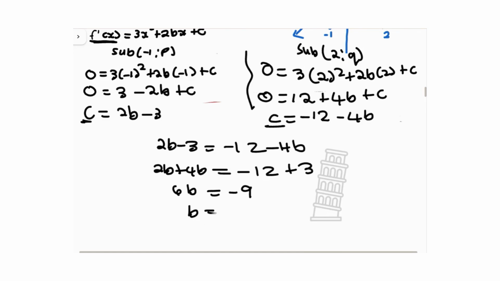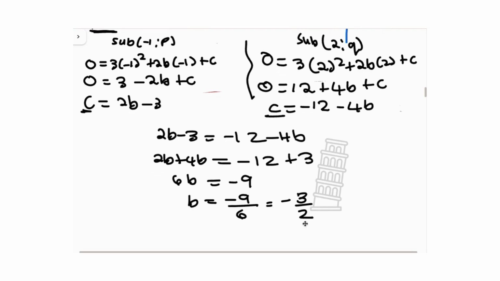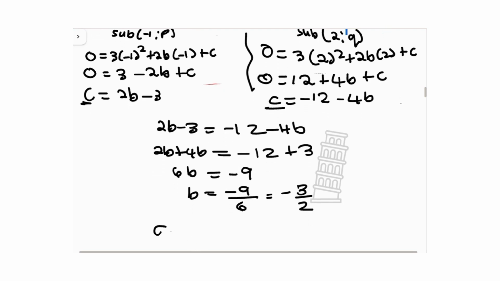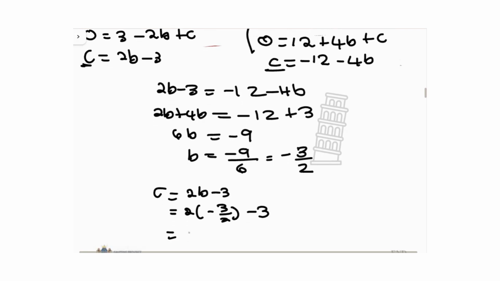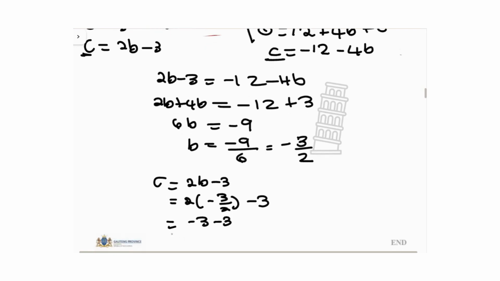So b would be -9 over 6, that is supposed to be a 6, not a 3, and that is going to be -3 over 2. That is our b. And then to find c, we substitute -3 over 2 into 2b minus 3. Then we put b, so 2 times -3 over 2 minus 3, and that is -3 minus 3, and our c is -6.